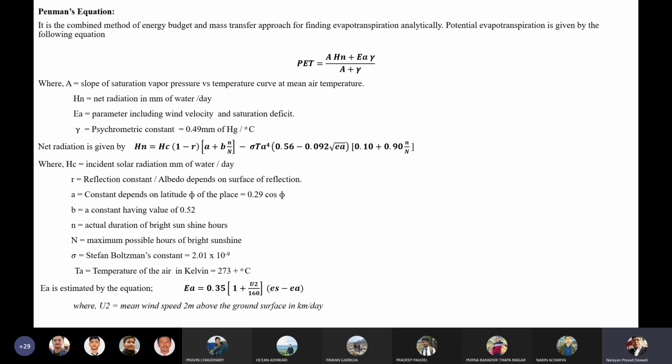Water surface or soil surface, or even if there is barren land, or if there is closely green crops, or what type of the area is that, according to this, the reflection coefficient albedo is fixed, and that value may be different. A means the constant, which is the parameter is the constant, that is calculated by using the formula 0.29 cos phi. The phi means the latitude of the area.